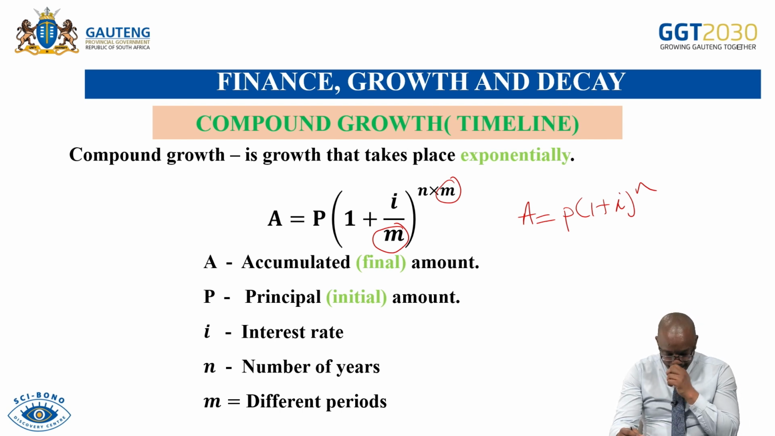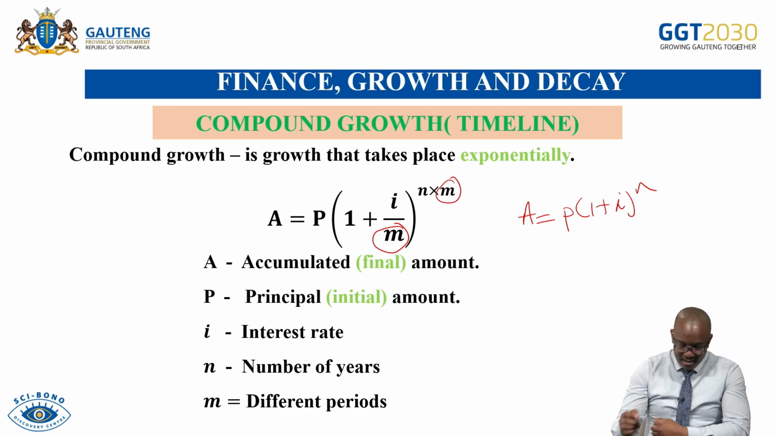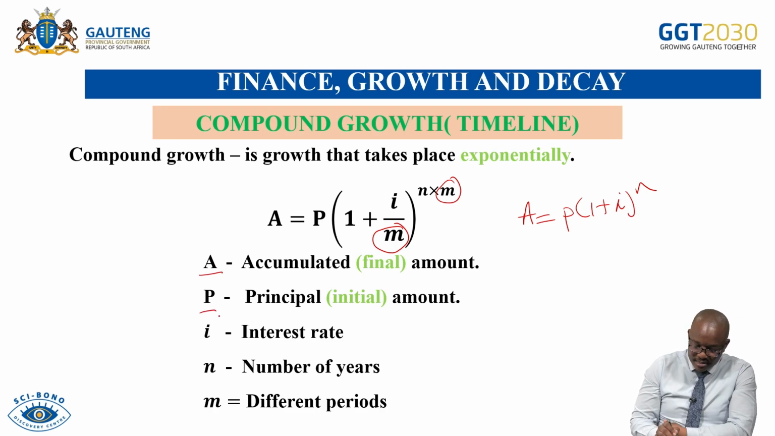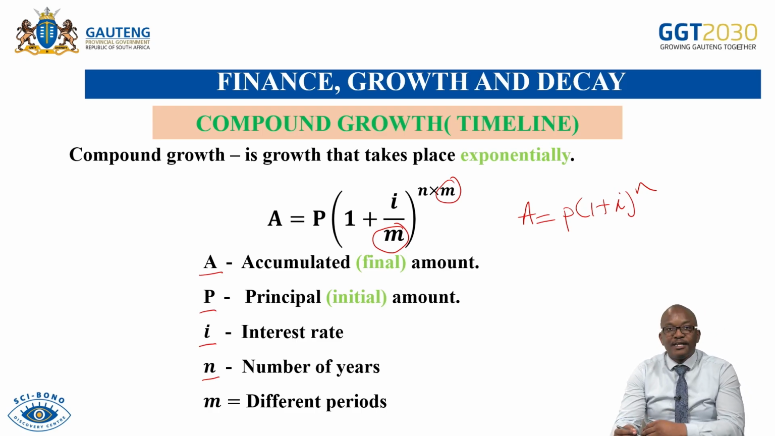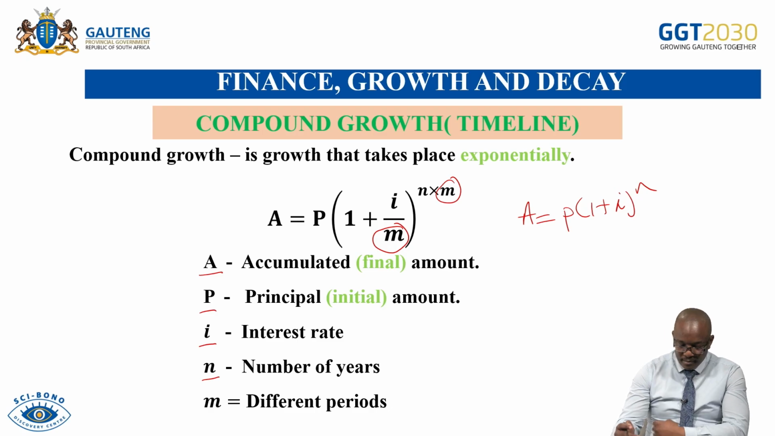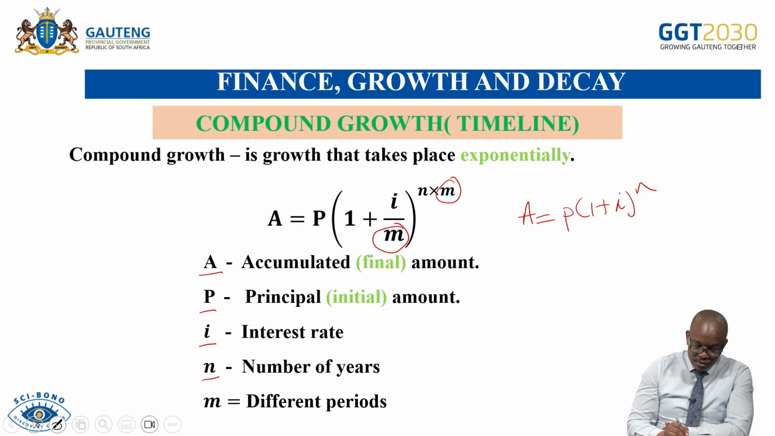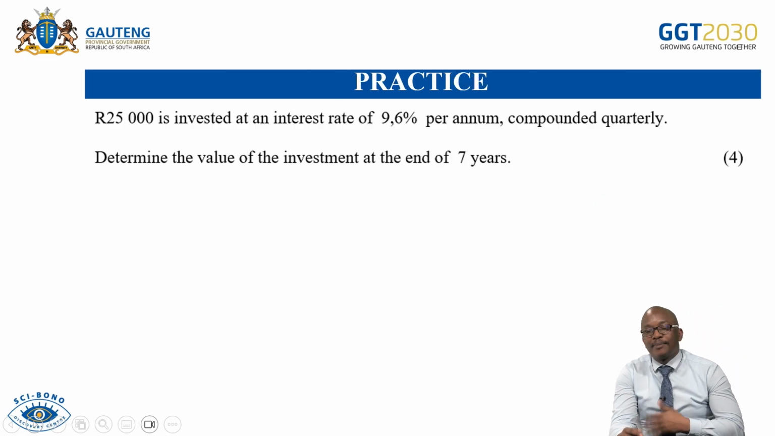So now we are moving to what our variables mean there. You can see that from their formula, A is the accumulated final amount, P is your principal, which is the initial amount, I is your interest rate, N is the number of years, and M is the different periods. So now I hope you understand this type of formula. So now let's look at our practice.